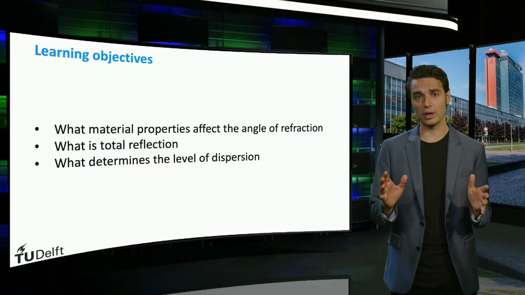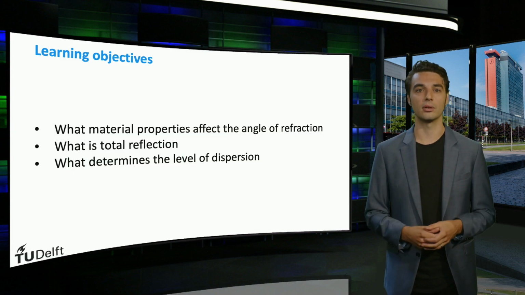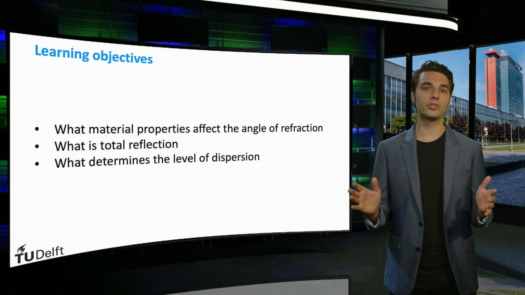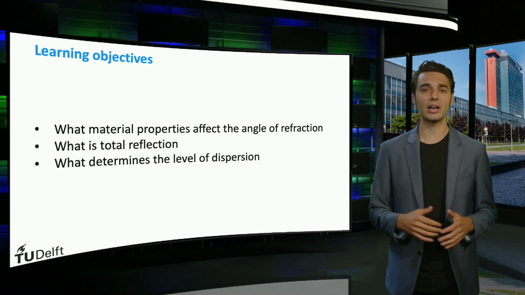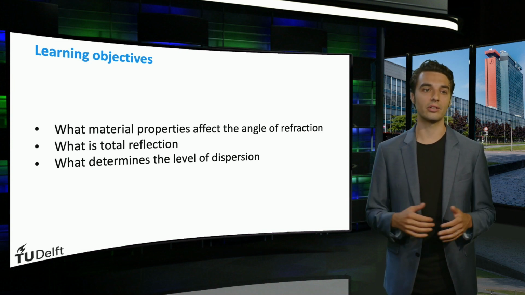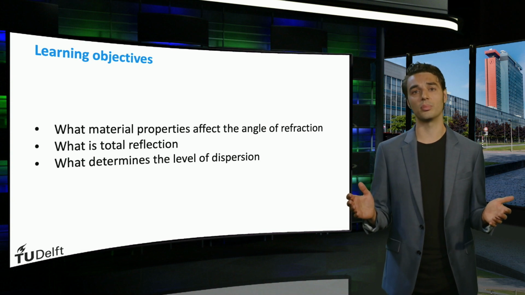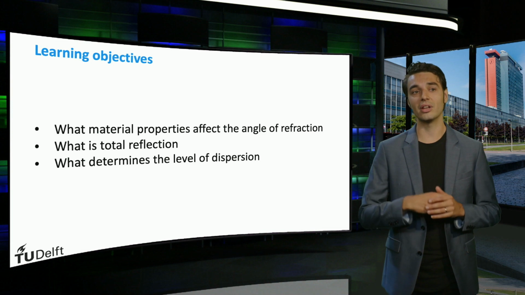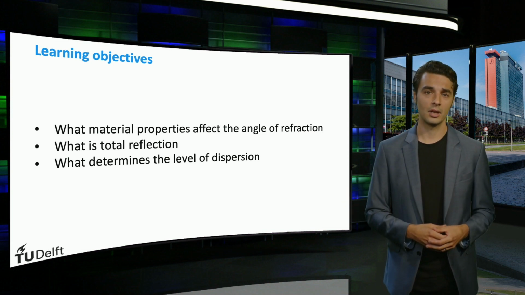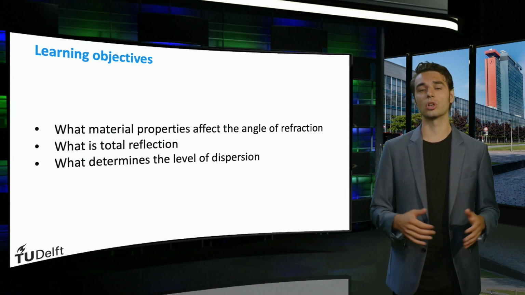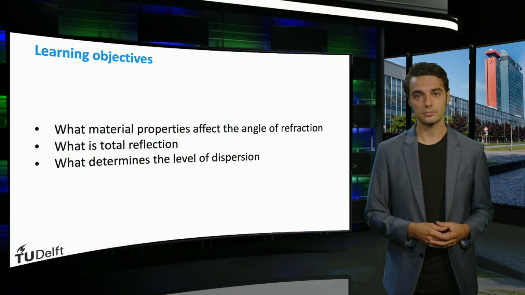Answering the last two questions is the main objective of this video. We will learn what material properties affect the angle of refraction and how to calculate this angle. Furthermore, we will find that sometimes light isn't transmitted at all into a new medium, but entirely reflected. Finally, we will learn what determines the level of dispersion.